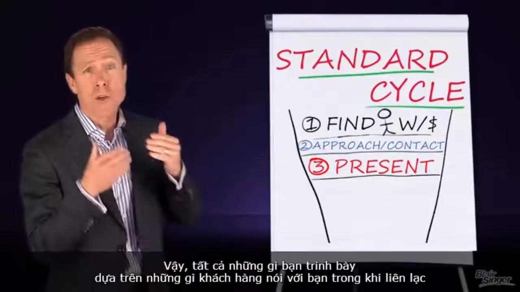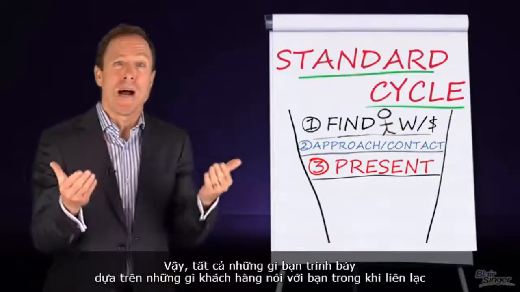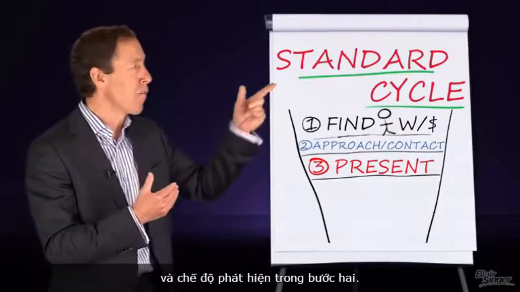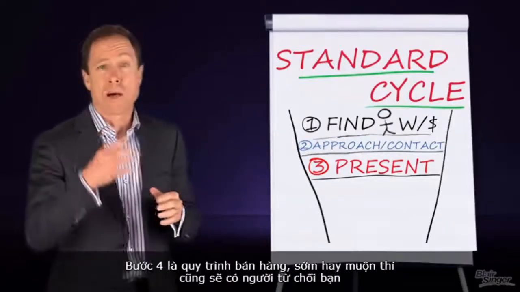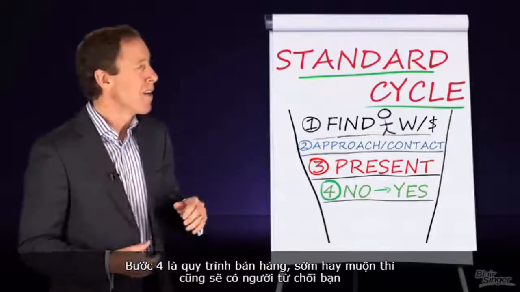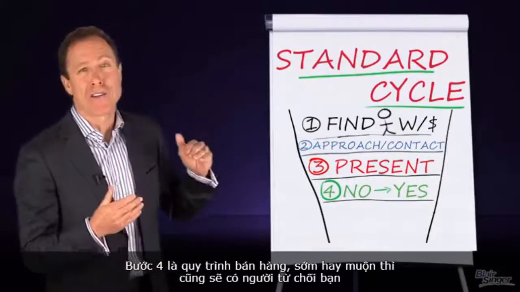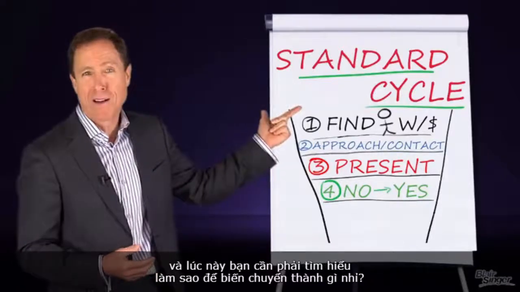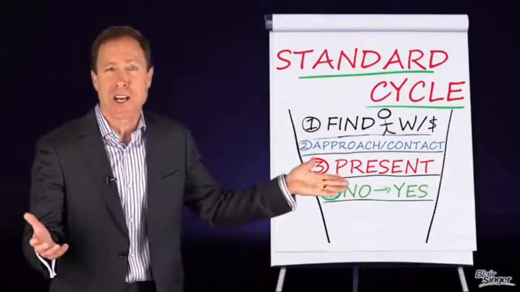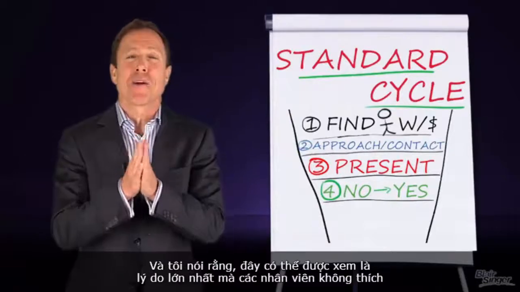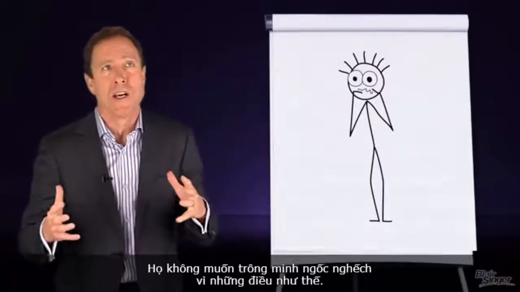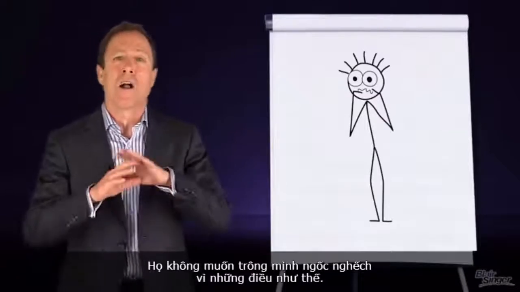Okay, so you present what you're all about based upon what they told you in the contact and the discovery mode in step 2. Step number 4 in the selling cycle. Sooner or later, somebody's going to say no, and you're going to need to learn how to turn it into a what? Into a yes. That's called objection handling. And I'll tell you that that's probably the biggest reason that most people don't like to sell, because they're terrified of rejection. They don't want to look stupid, all of those things.